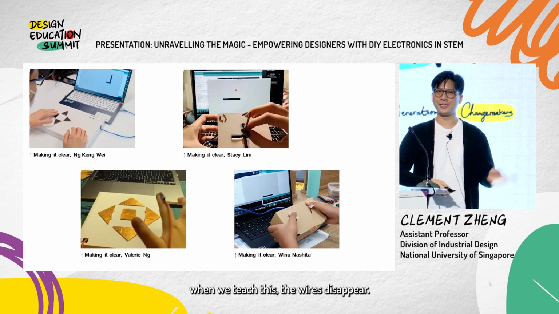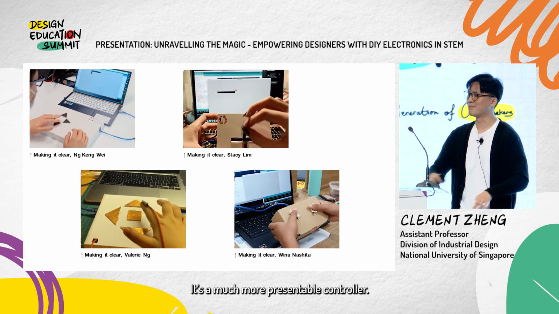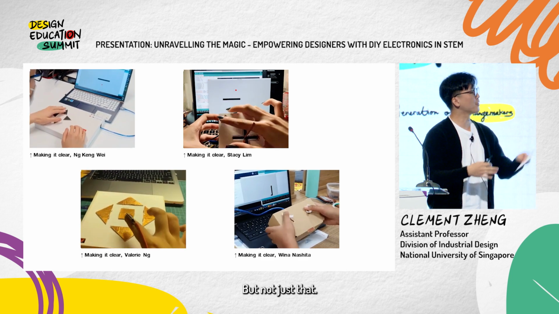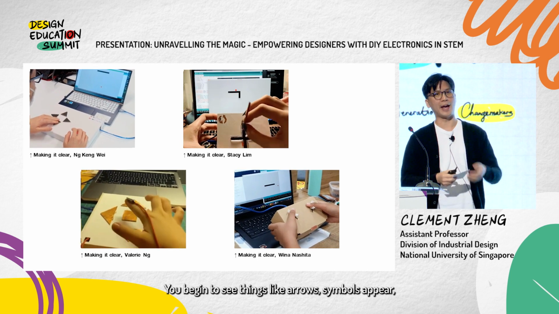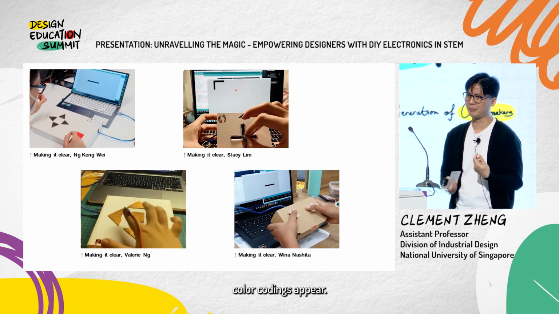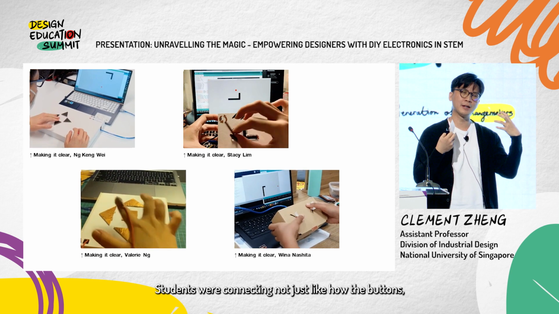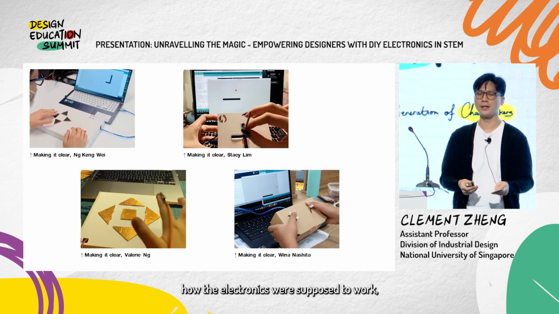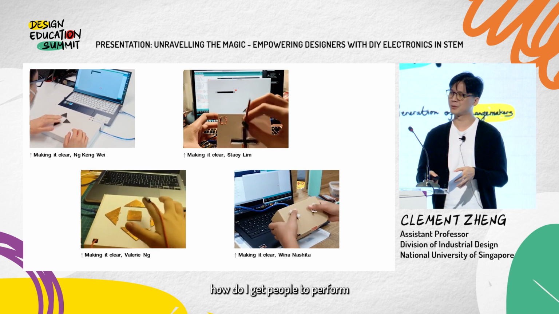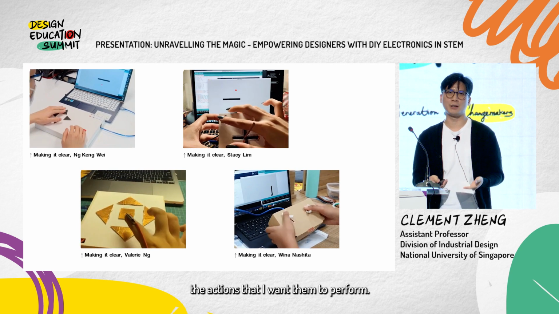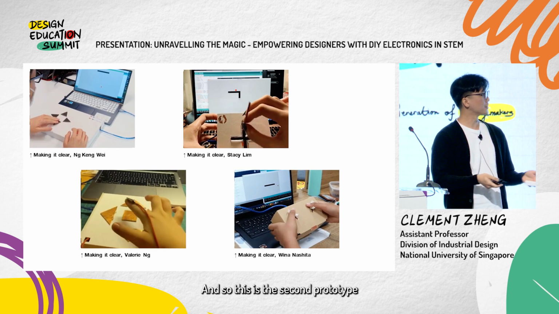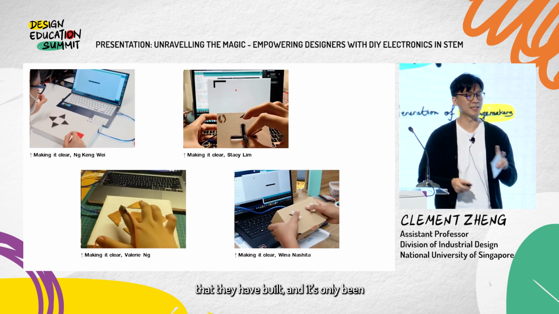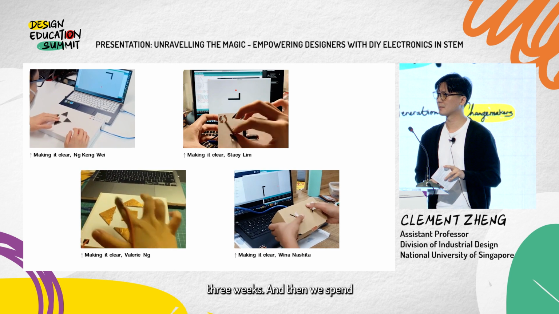All of a sudden, when we teach this, the wires disappear, right? It's a much more presentable controller. But not just that, you begin to see things like arrows, symbols appear, color coding appear, right? Students were connecting not just how the buttons, how the electronics were supposed to work, they were connecting it with how do I get people to perform the actions that I want them to perform, right? And so this is the second prototype that they have built, and it's only been 3 weeks.